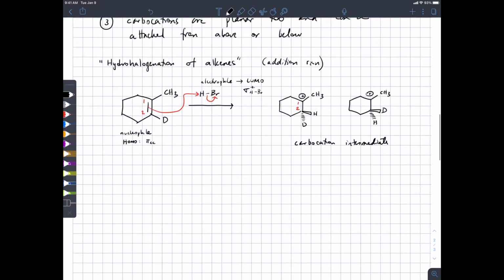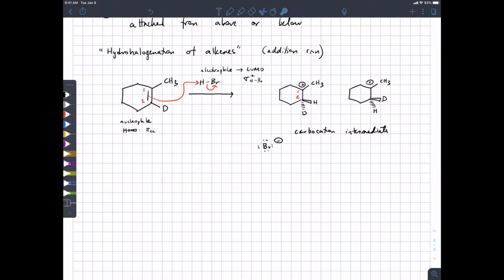Then Br minus is hanging around, and it can be our nucleophile. From this point on, it's just SN1 chemistry. The new thing was pi bond acting as a nucleophile, but once you get to the carbocationic intermediate, it's just regular old SN1-like chemistry. So we're going to have the nucleophile attack the electrophile, and it's going to happen from above or below with equal frequency.